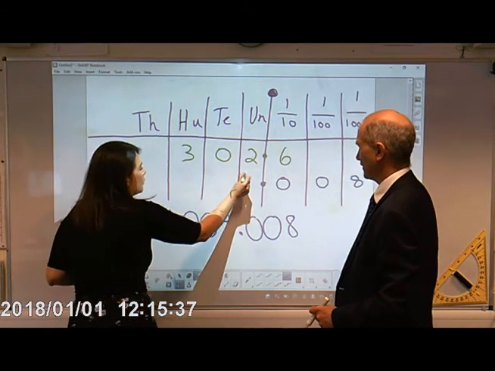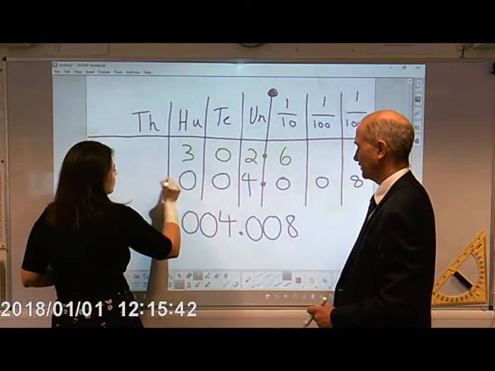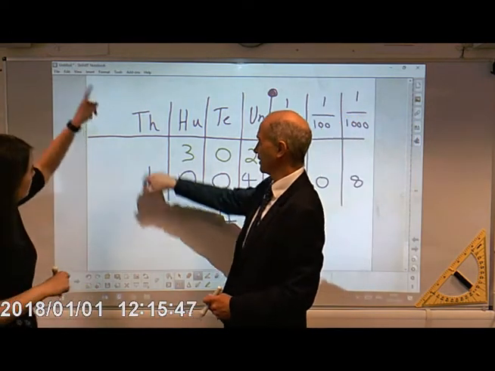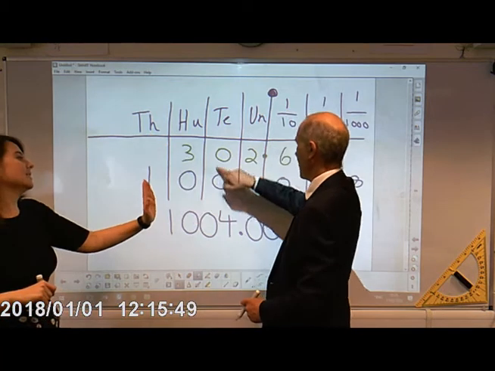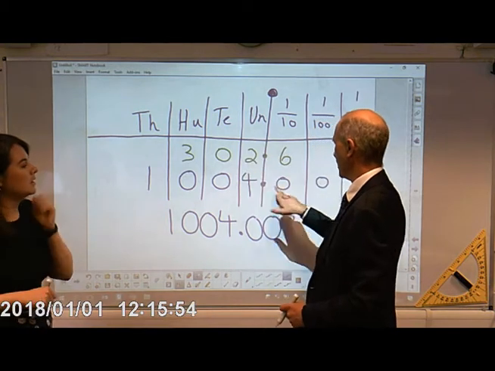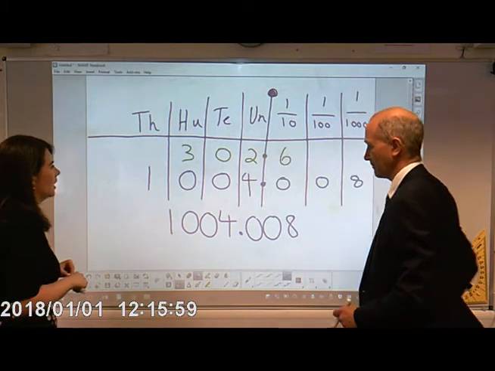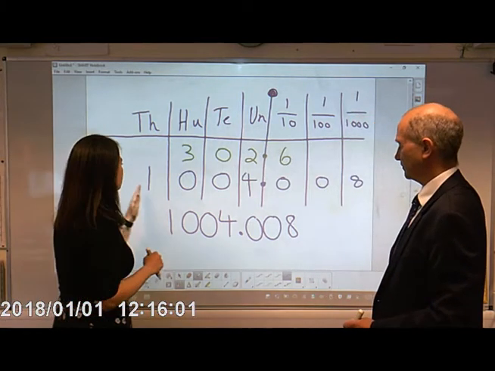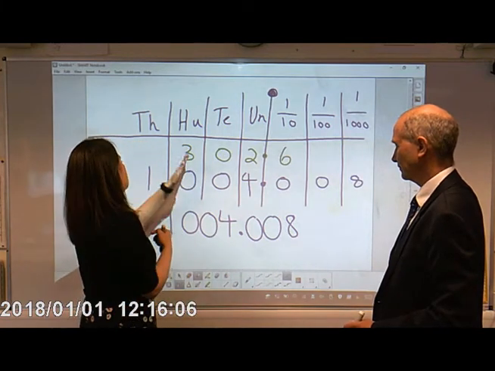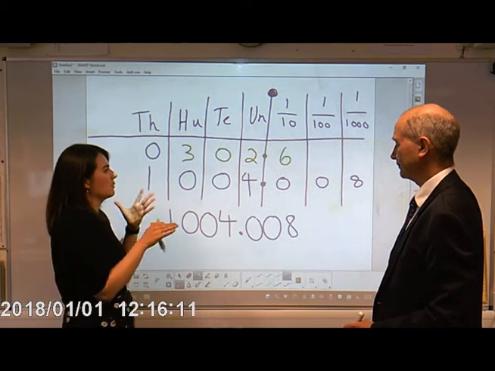Then we've got 4 units, the other side of our decimal. No tens, no hundreds, and 1,000. So to say it, we would be saying 1,004 point 0, 0, 8. And you can automatically see that this number is bigger than that number because it's got thousands where this one hasn't got any thousands. So it's automatically bigger. We're going to talk about comparing numbers.